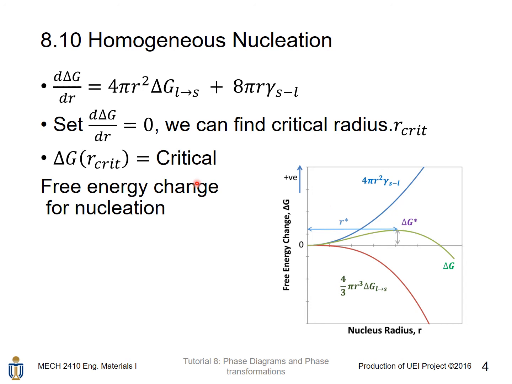And the critical R value is here. If we put this critical R value into the expression for the free energy change, then we get the critical free energy change for nucleation, which is the minimum energy we need to first input into this system for it to start nucleating by itself, and which is described here by this vertical line.